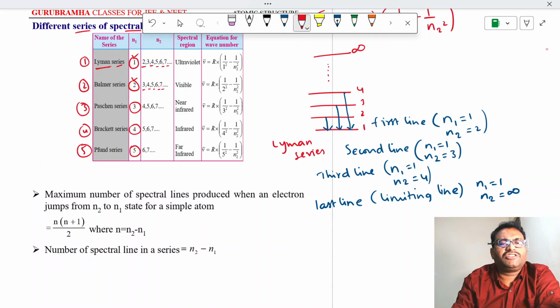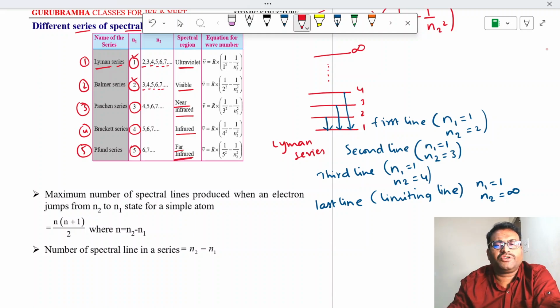The Lyman series of spectral lines lies in the ultraviolet region, the Balmer series in the visible, the Paschen series in the near infrared, the Brackett series and Pfund series in the far infrared.